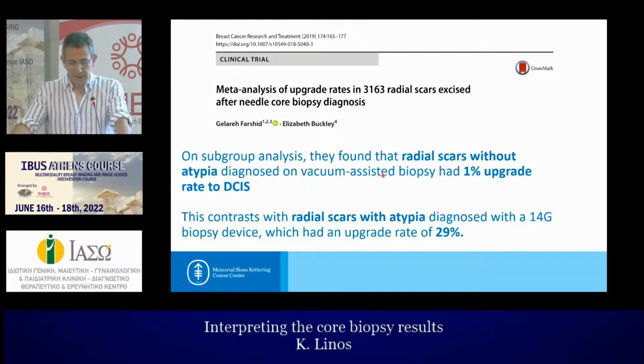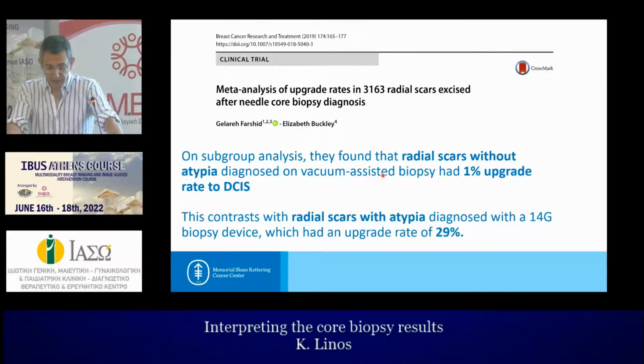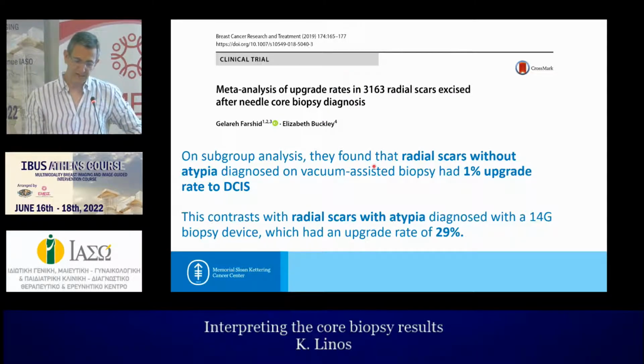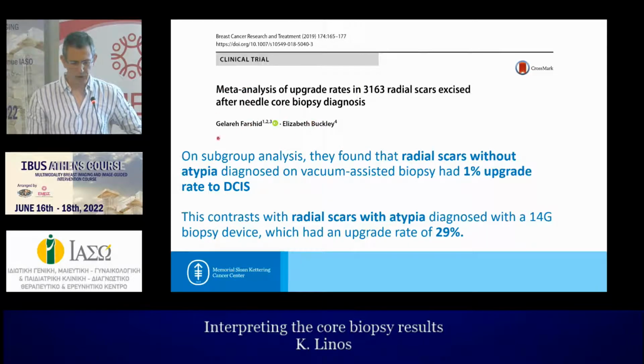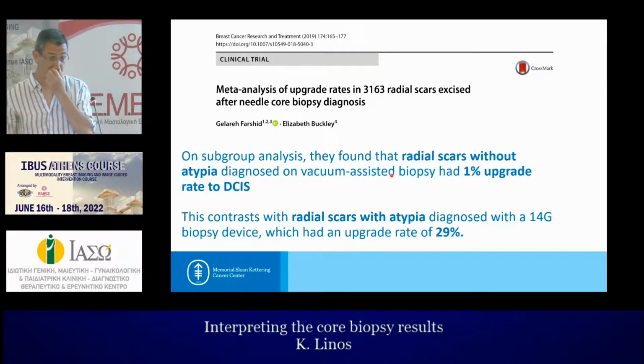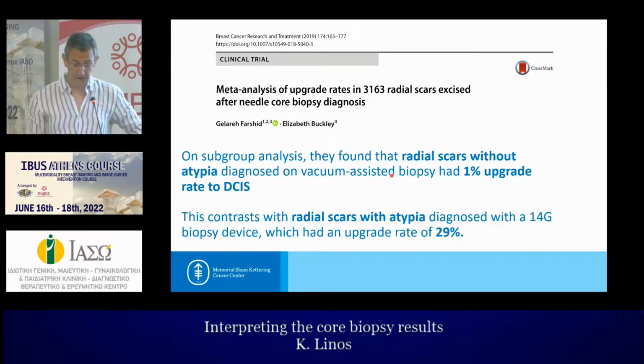This was a meta-analysis of 49 studies, a pretty big meta-analysis with more than 3,000 patients with radial scar, showing the upgrade was about 6.7%, most of them being DCIS. But if you look at the data more carefully, there was a subgroup analysis of patients with radial scars where there was no atypia whatsoever, they had a vacuum-assisted biopsy, and there was concordance with radiology. The upgrade rate was less than 1%, which is in contrast with radial scars with atypia, where the upgrade rate was very high.